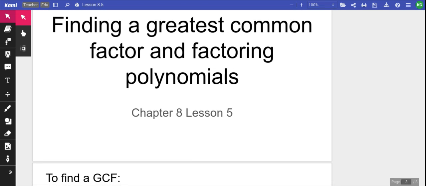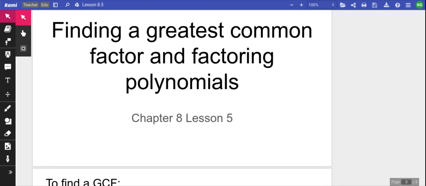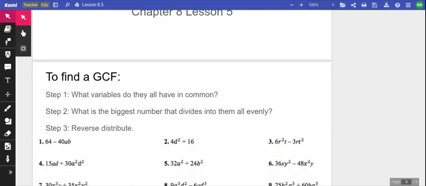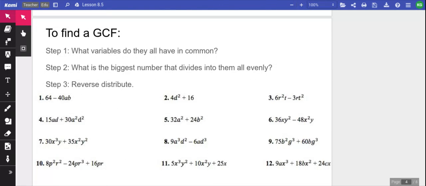Chapter 8, Lesson 5, Finding a Greatest Common Factor and Factoring Polynomials. So basically what we're going to do in order to learn our factoring chapter is we are doing reverse distributing.